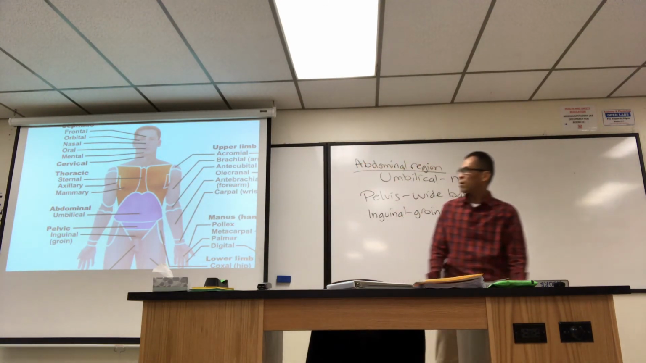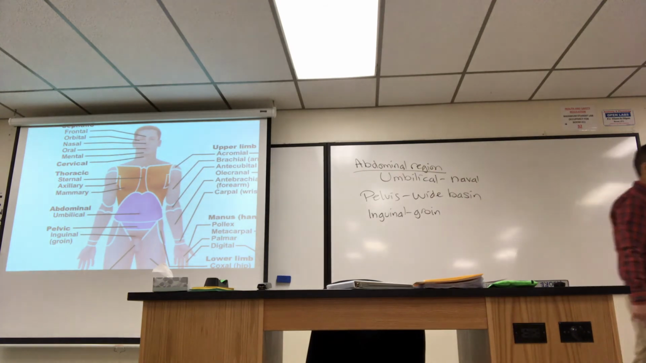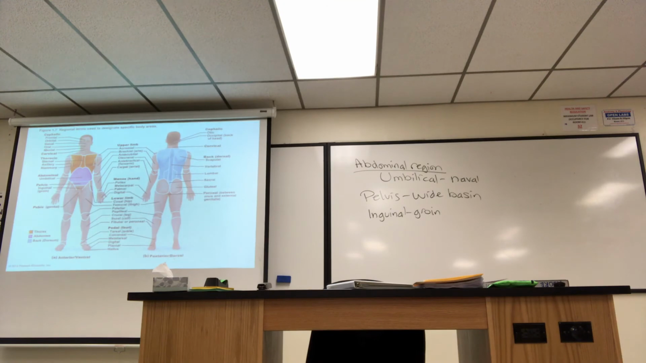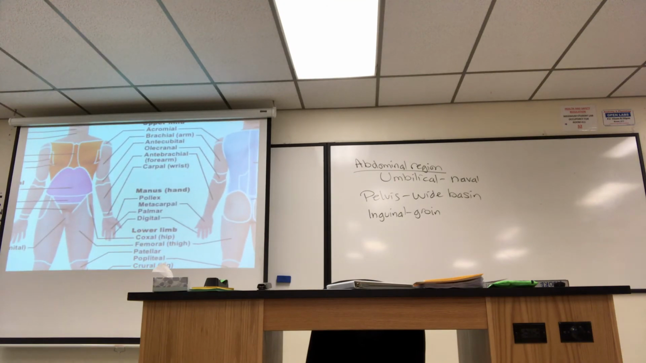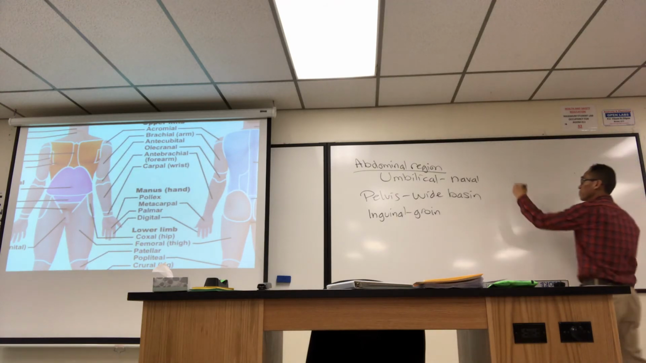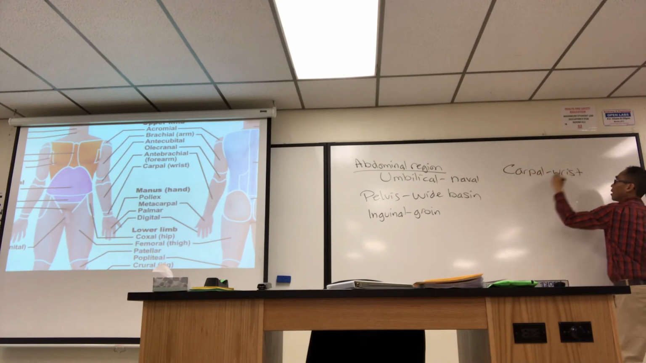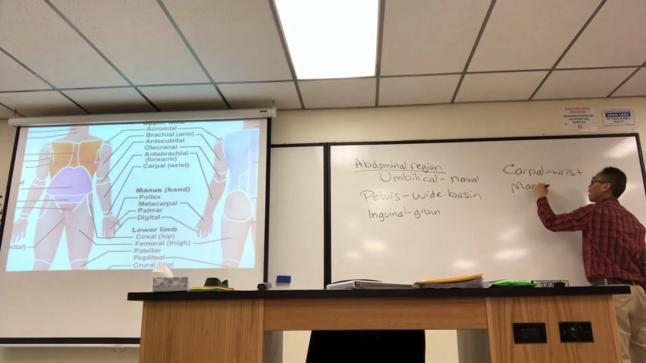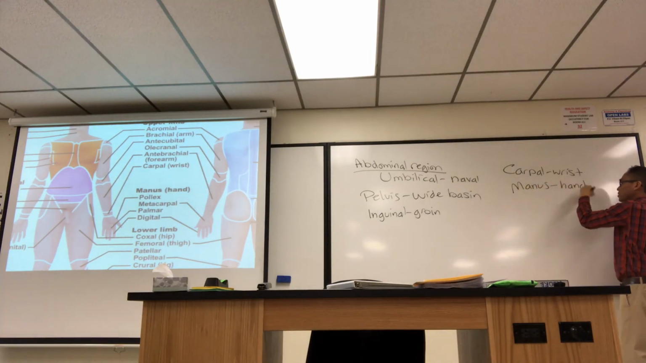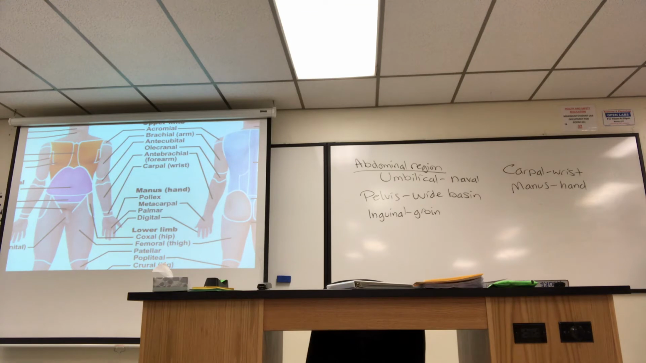Okay. Well, you know, I skipped a couple for upper limb. I think you ought to know carpus and manus. Okay. You might want to know that carpal region is wrist. Manus means hand. And there's other things listed under hand, but it's okay. We'll get to that later. But you should know carpal, manus, wrist, hand in anatomy. You should know that.